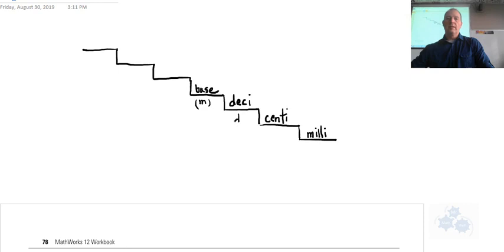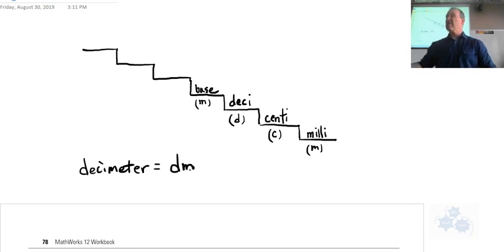So the deci is a D as a symbol. The centi is C, and the milli is another little M. So if we have, for example, a decimeter, as on the other page, and I'll spell it the other way, that is a D, the deci part, and then the M is the meter part. Does that make sense? Okay?